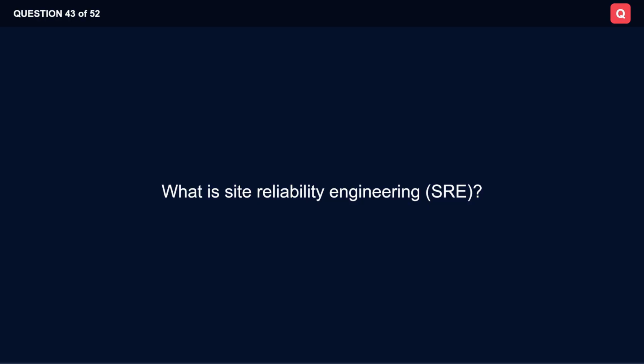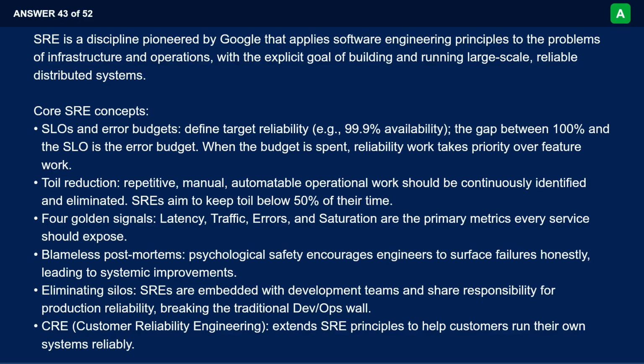What is Site Reliability Engineering, SRE? SRE is a discipline pioneered by Google that applies software engineering principles to the problems of infrastructure and operations, with the explicit goal of building and running large-scale, reliable distributed systems. Core SRE concepts: SLOs and error budgets define target reliability, for example, 99.9% availability. The gap between 100% and the SLO is the error budget. When the budget is spent, reliability work takes priority over feature work.